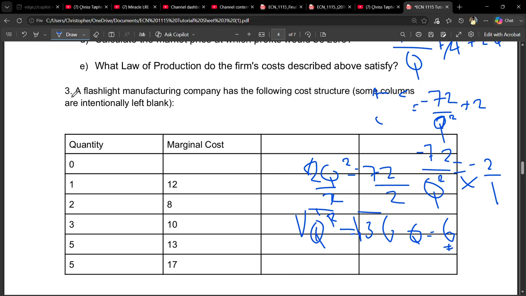We're going to go on to question 3. Question 3 was saying a flashing light manufacturing company has the following cost structure.